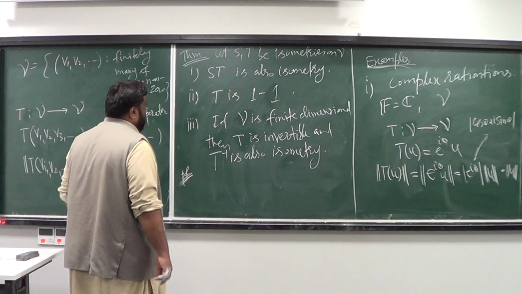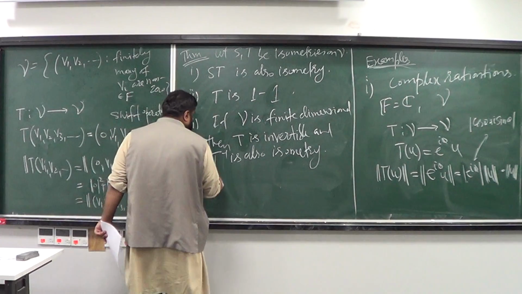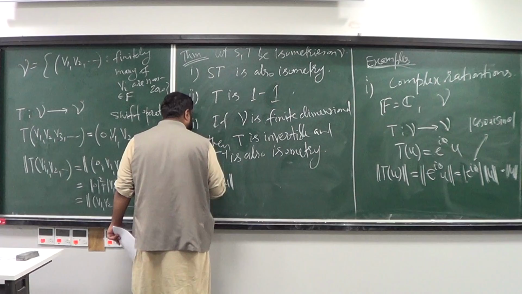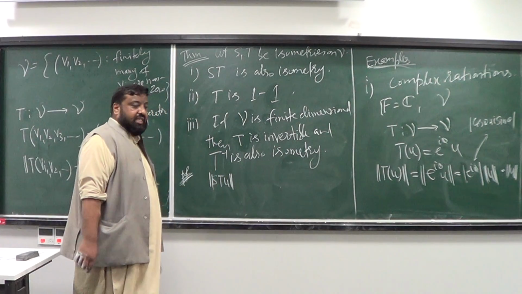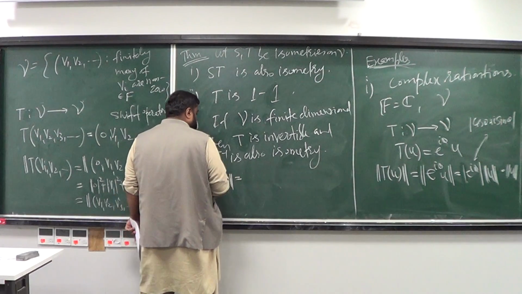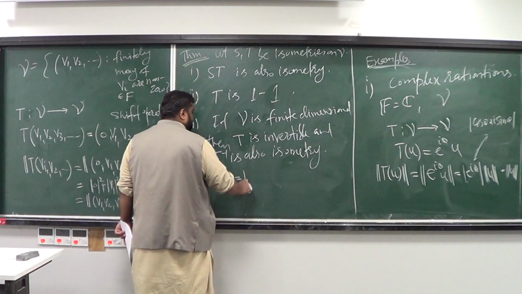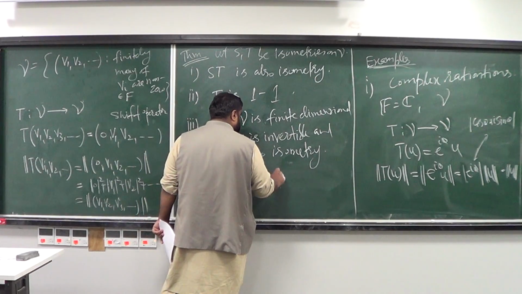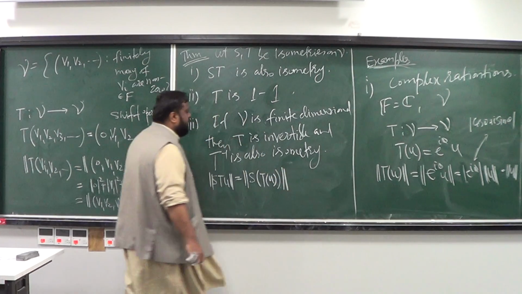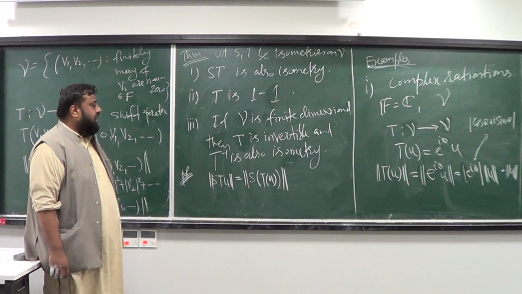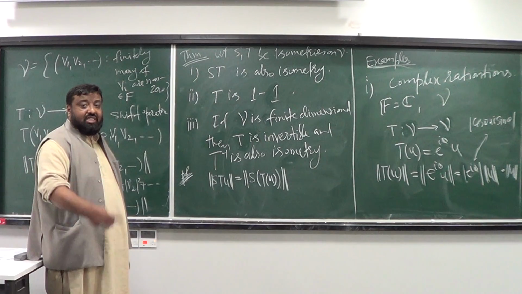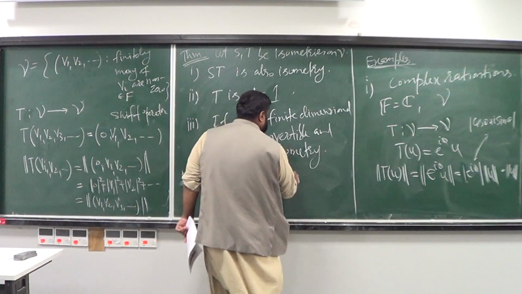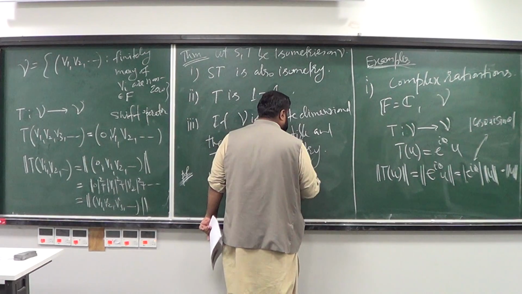So how can I show that ST is an isometry? Let's apply ST onto u and see what happens. Now S composition T operated onto u, I can write as S operated onto the vector Tu. But I know that S is an isometry, so it does not change the size of Tu, so it would be equal to the norm of Tu.